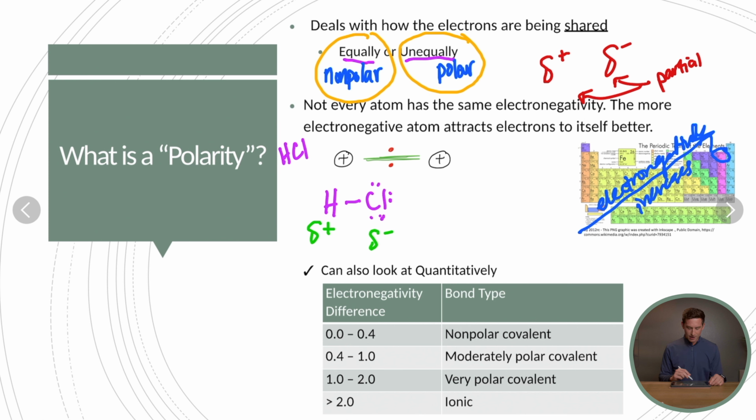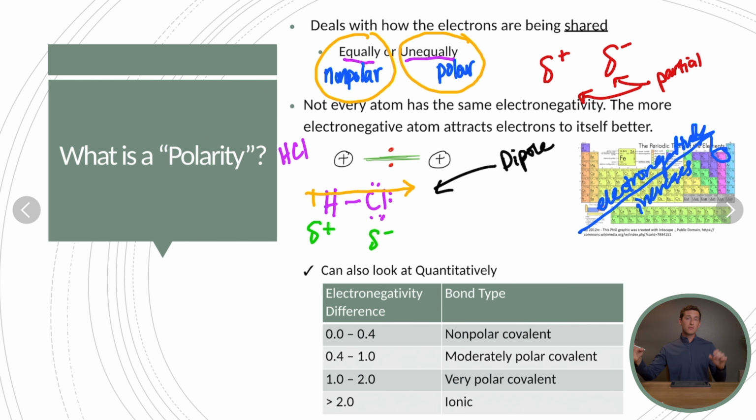Meaning that there is a pull of electrons. Again, think of it kind of like a tug of war. There's a pull of electrons towards that chlorine. And what we use here, guys, is an arrow with a tail. And that is called a dipole. A dipole really just shows you where the electrons are being pulled.